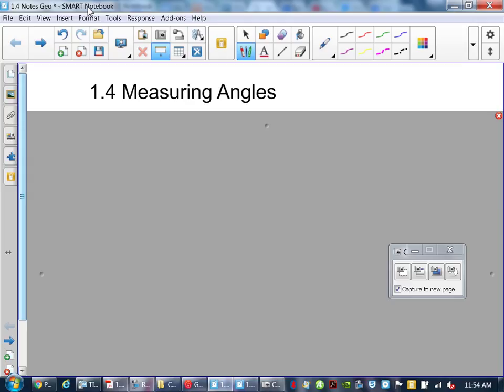In section 1.4, they don't just call it angles. They talk about measuring angles. Well, what that entails is we have to be able to define a bunch of things, know how to label them, and go from there.